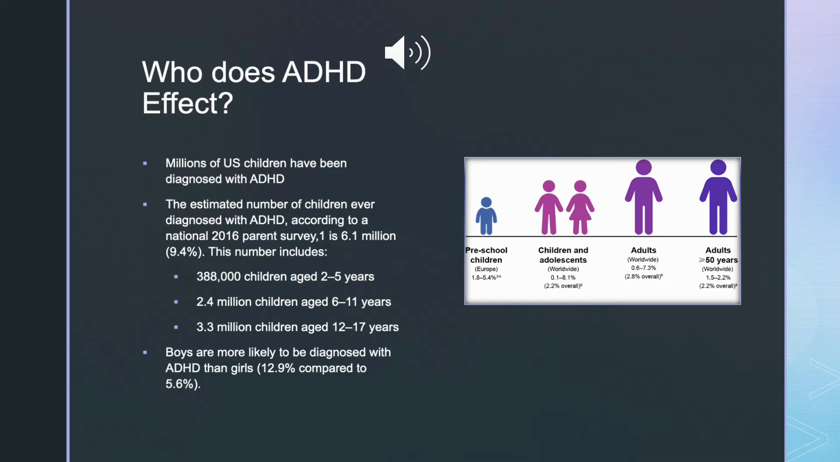Who does ADHD affect? Millions of U.S. children have been diagnosed with ADHD. The estimated number of children ever diagnosed with ADHD, according to a national 2016 parent survey, is 6.1 million. That's 9.4%. This number includes 388,000 children from age 2 to 5, 2.4 million children aged 6 to 11, and 3.3 million children aged 12 to 17. It is said that boys are more likely to be diagnosed with ADHD than girls, roughly 12.9% compared to 5.6% in girls.